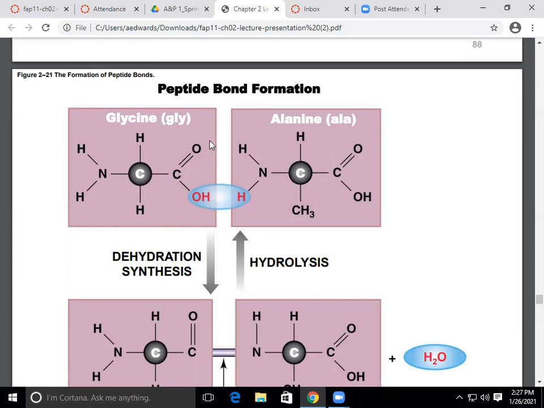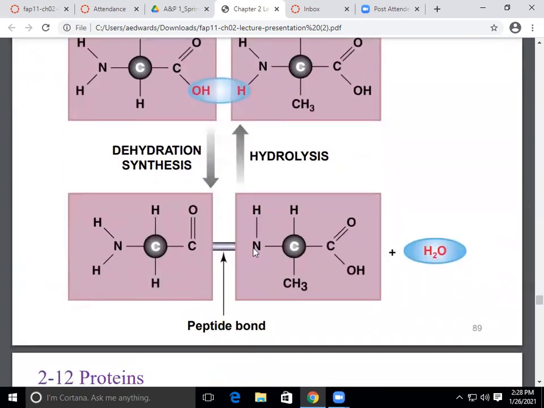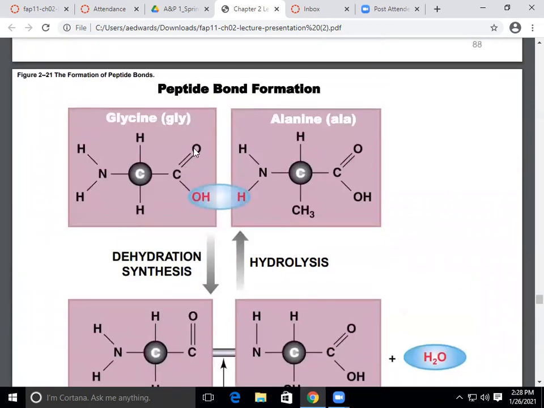So here are 2 amino acid monomers. You have glycine and alanine. Glycine's R group, its variable side chain, is a hydrogen. Alanine's variable side chain is CH3, right? Dehydration synthesis, you lose water, form a bond, you get a peptide bond, and you release water. The reverse reaction is hydrolysis. You use water to break, and then you break into the individual monomers, the amino acids.